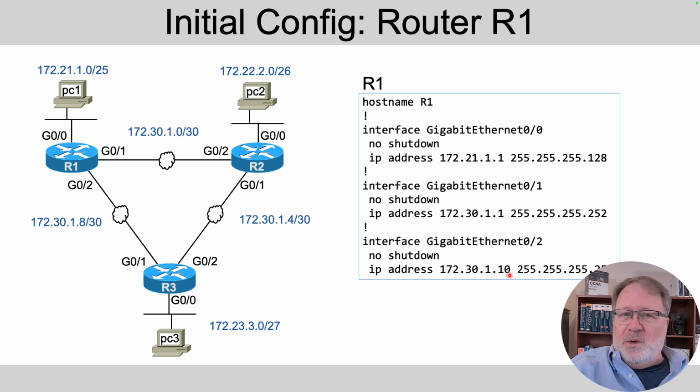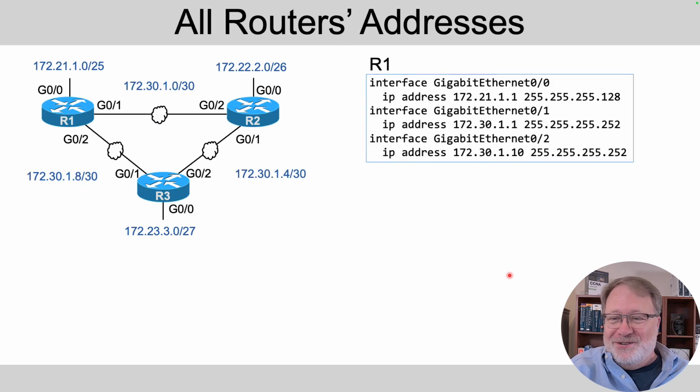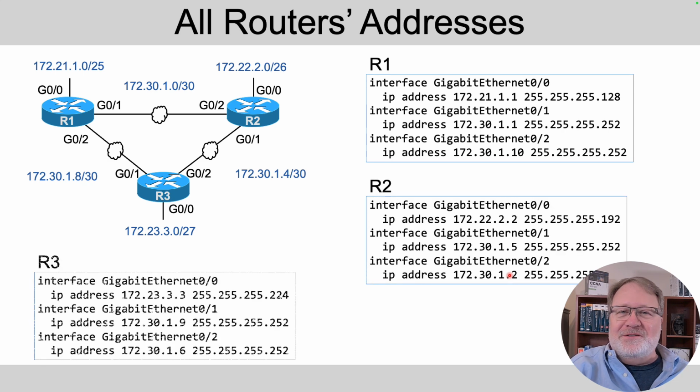Now, it doesn't fit on one page to show all 3 routers' initial config, but if I ignore the shutdown and no shutdown commands and the comment lines, I can cram all 3 routers' IP address configuration onto the same page. You can hit pause and peruse those, or look at the blog page, and you see 3 interfaces on each router in the drawing, 3 interfaces on each router in the configurations with their individual IP addresses.